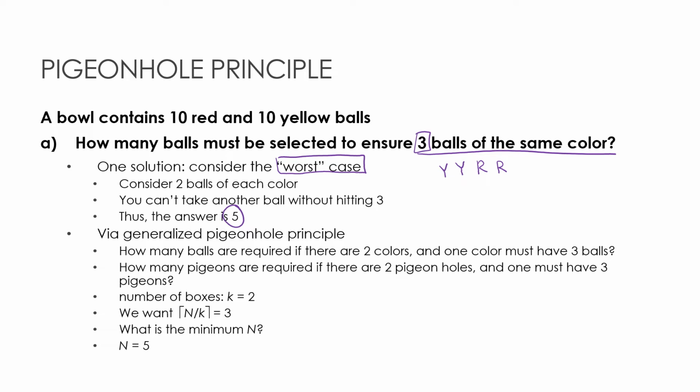So I can do it without using the ceiling function. Or, in this case, I can still look at the ceiling function and say there's 2 colors, which is essentially 2 boxes. So I'm saying the ceiling of n divided by 2 has to be 3. So what does n have to be? Well, 4 divided by 2 would give me 2. 5 divided by 2 would give me 2.5, which rounds up to 3. So n must be 5.